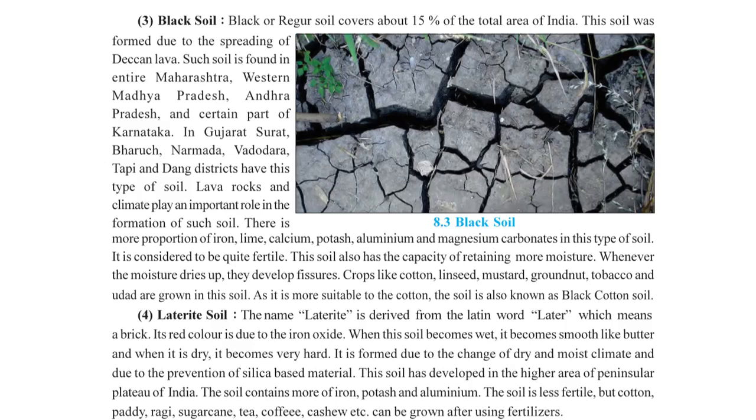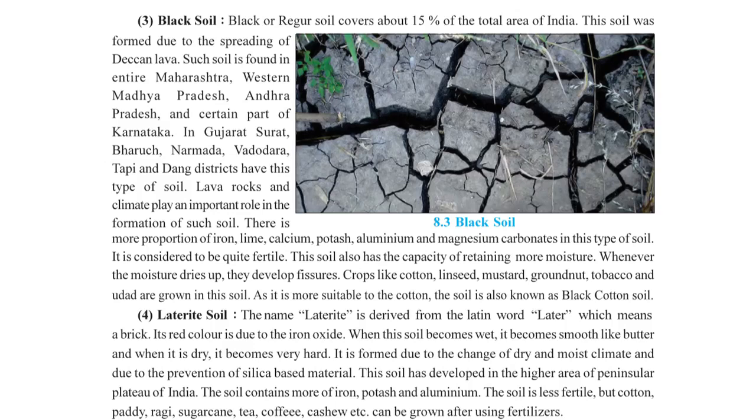Slowly the moisture goes away and cracks like this are formed. Whenever the moisture dries up, they develop fissures. Fissures are cracks. Crops like cotton, linseed, mustard, groundnut, tobacco and urad are grown in this soil. As it is more suitable for cotton, this soil is also known as black cotton soil. Black soil has different names. We call it black soil, we call it regur soil, or we even call it black cotton soil.